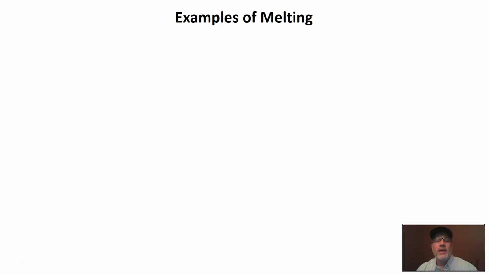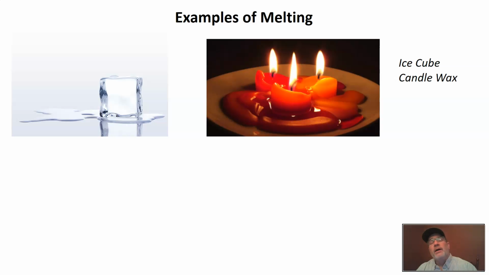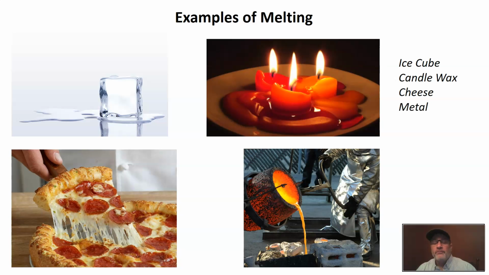So let's look at some examples of each one of these phase changes. The first one we're going to look at is something called melting. So melting, of course, if you see an ice cube and it is disappearing into a liquid, you recognize that immediately as melting. If you see a candle that has a flame attached to it, you're going to see some melting there as well. Lots of times in cooking, anytime you're dealing with cheese, you're going to see melting as one of those phase changes.